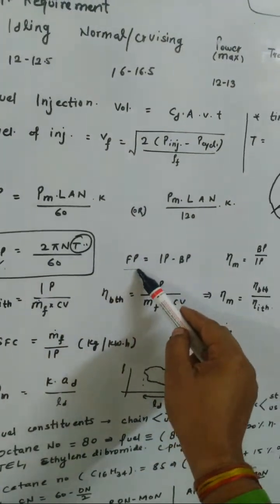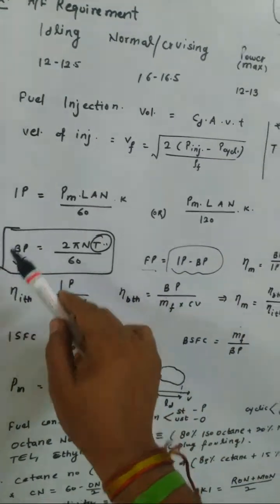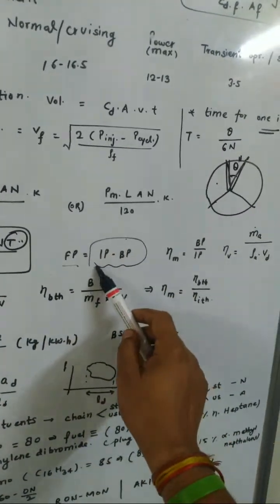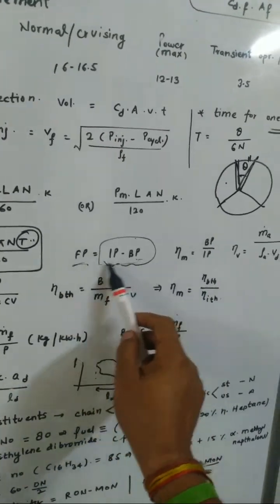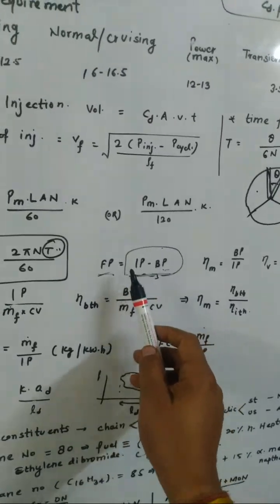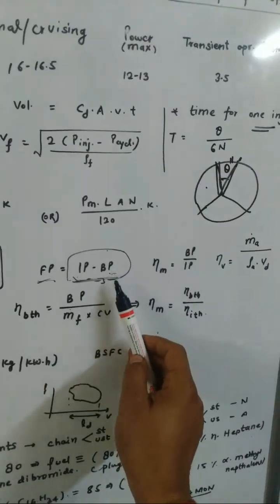And what is the frictional power? Ideal minus actual. This is the actual. So this is ideal. The difference of both is what is being lost into the friction. So this is the friction power: indicated power minus brake power.